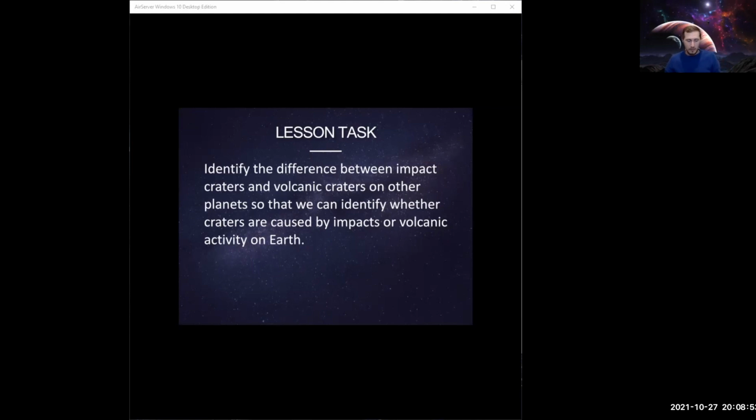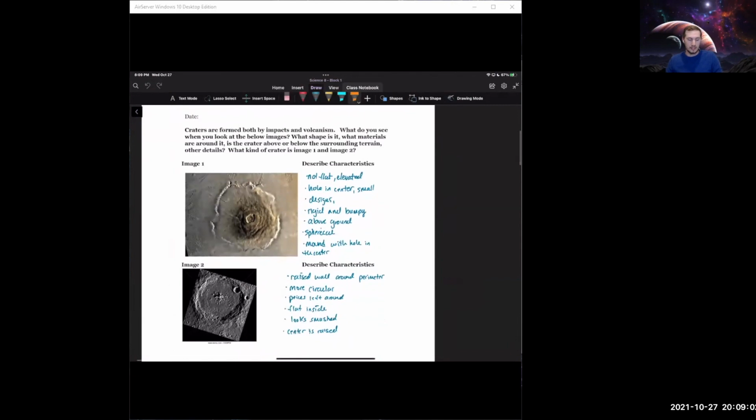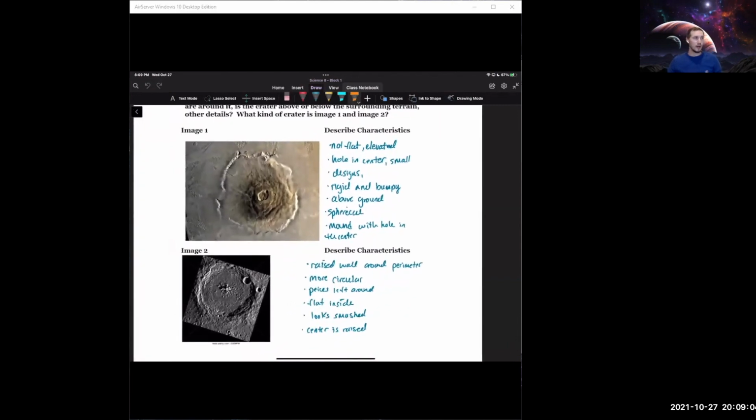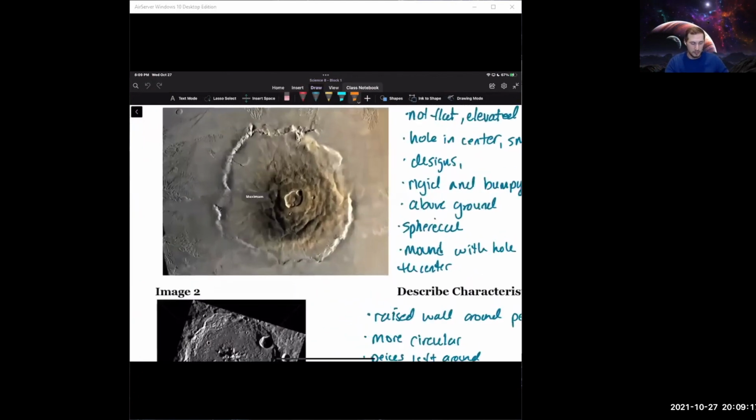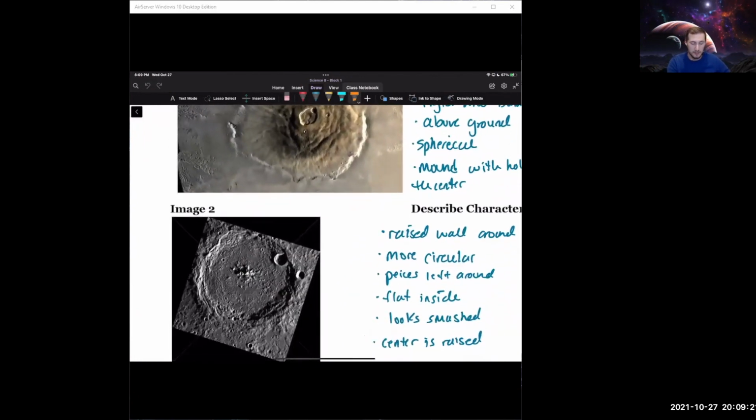So basically what we had to do, and Kyle, if you want to jump in whenever, we started off by having a little bit of a class discussion by showing them two images of two different types of craters. And basically we had them collaborate together and look at these two images and just list some characteristics. What do you see in these images? What are the differences between these two images? What are the characteristics you see in each one specifically?